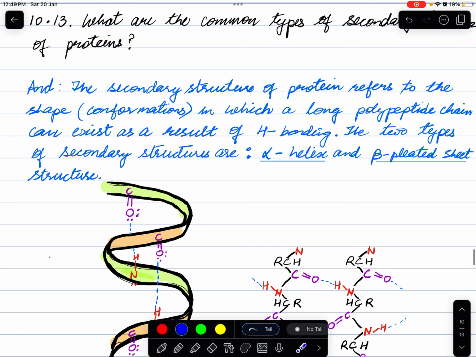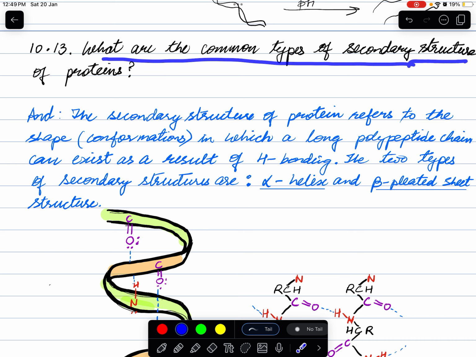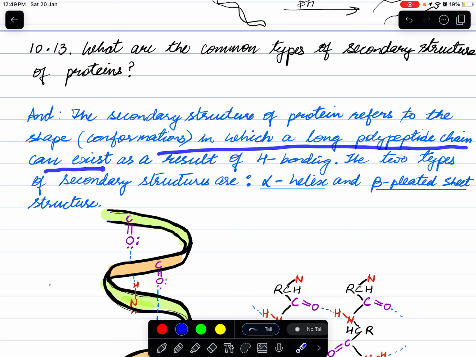So this is all about denaturation. Come to the next question. What are the common types of secondary structure of protein? So we know proteins have different types of structure, mainly primary, secondary and tertiary. Sometimes quaternary structure, fourth degree structure, is also there in case of some specific proteins. So what is secondary structure? The secondary structure of protein refers to the shape or conformation in which a long polypeptide chain can exist.